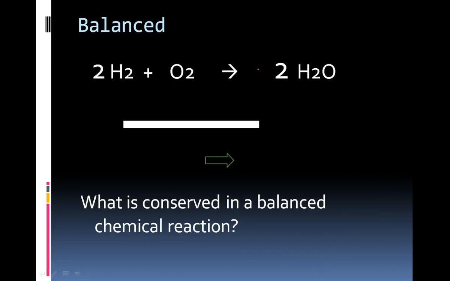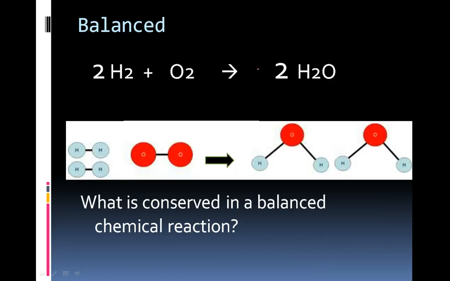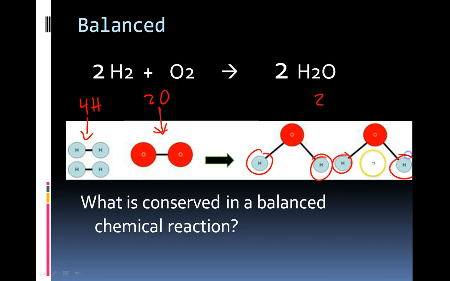Here's what a balanced equation looks like. Again, notice I've got my 4 hydrogen atoms. I've got my 2 oxygen atoms, and I've got my 2 water molecules. And what we have here is 1, 2, 3, 4 hydrogens and 2 oxygens. So I've got my 2 oxygens and 4 hydrogens. So that's a balanced equation.